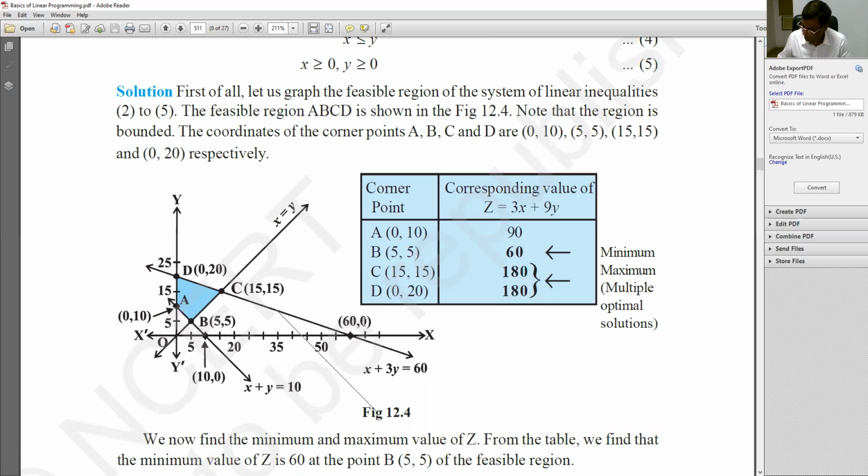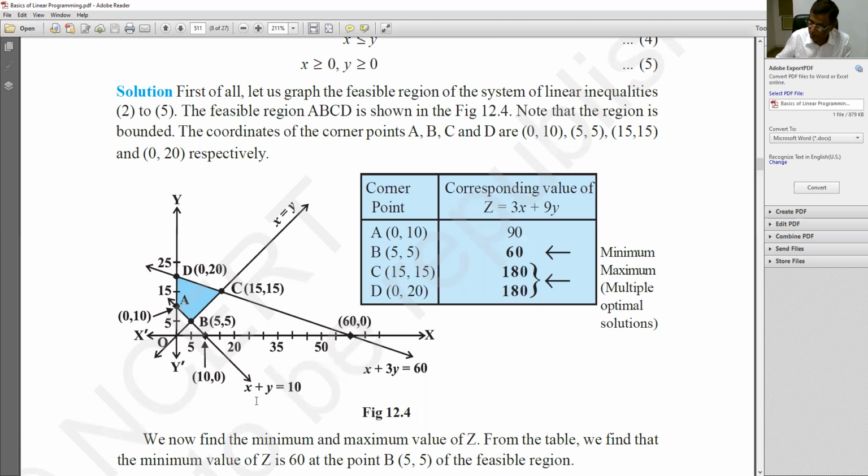The third point is 0, 10. x is equal to 0, y is equal to 10. This is 10, 0, 10. And the fourth point is 10, 0. x is equal to 10 and y is equal to 0. Students, in this way you have two different graphs, two different lines. The first line is this and the second line is this.